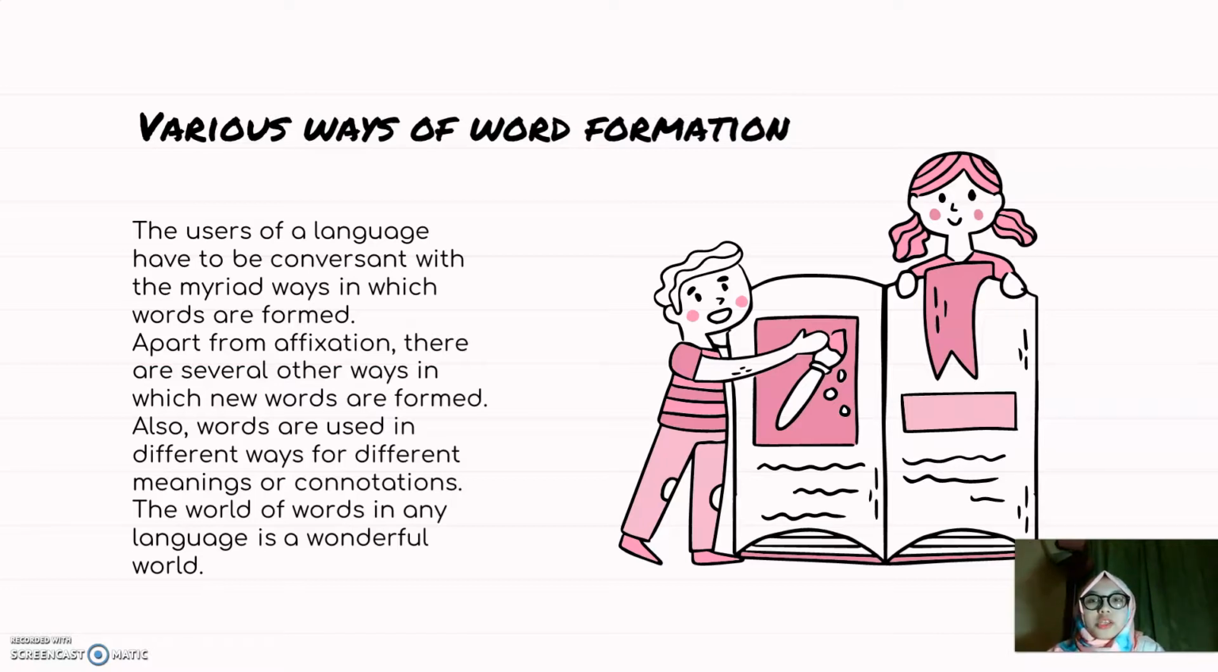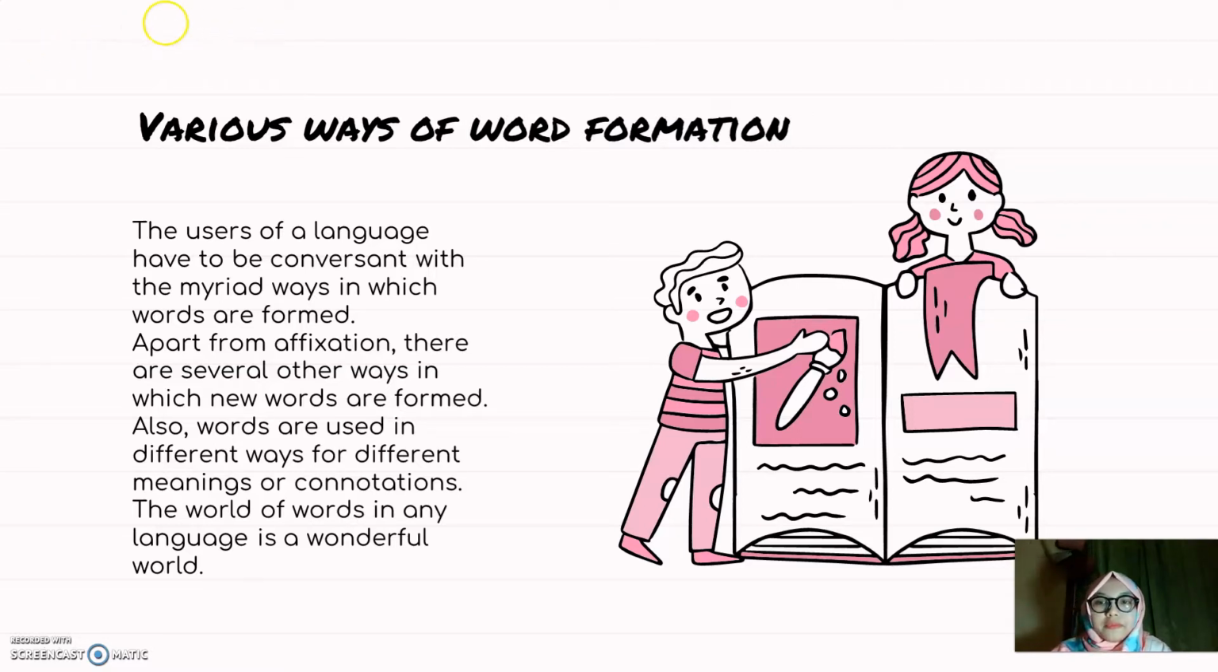Next, we move to various ways of word formation. The users of a language have to be conversant with the myriad ways in which words are formed. For example, a simple word like happiness is formed by adding the suffix ness to the base word happy. While the word happy is an adjective, the word happiness is a noun. The word happiness has thus been derived from the word happy. This most important method of word formation is known as affixation. It's adding a prefix or a suffix to a base.